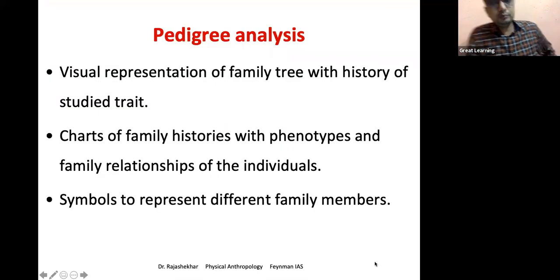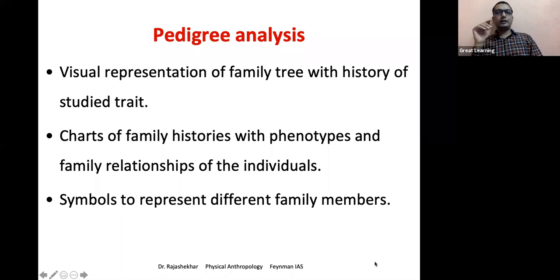Pedigree refers to a family tree, or a visual representation of a family tree with history of a trait. Meaning what do they study here? If you are learning about a particular trait, like for example hemophilia running in families, you want to know how many people in that family tree have been affected. A person can go to a counselor telling her, I'm suffering from this so and so problem. Then she may ask, how many family members do you know, your father, your mother who has these features, your aunts, your uncles, your grandparents? So she would collect the information about them, and his cousins.